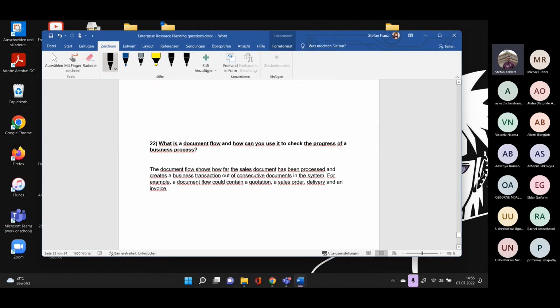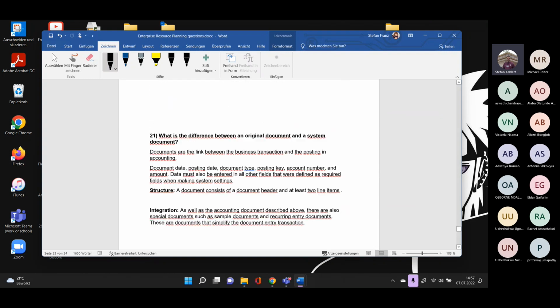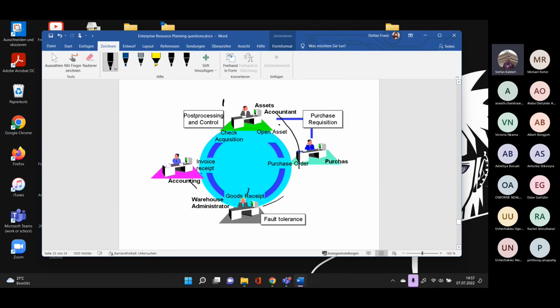So documents change the business. The business transaction consists of consecutive documents in the system, this is how you can check the progress. And it goes again back to this circle here, where you can check where I am in this circle. What is the next step?